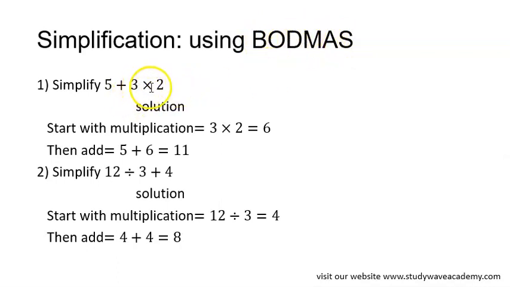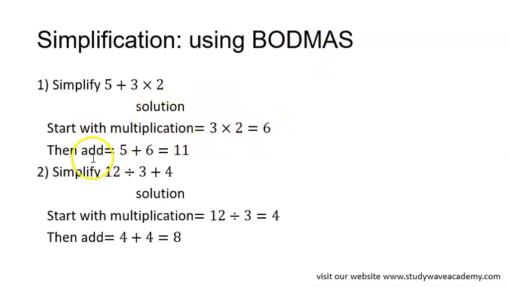We have 5 plus 3 times 2. In BODMAS, there is no division here and there is no bracket for this equation, but we have multiplication and addition. So multiplication comes first. Even if the addition sign came before the times, in BODMAS, multiplication comes first. So we are going to start with multiplication. We say 3 times 2 is equals 6.